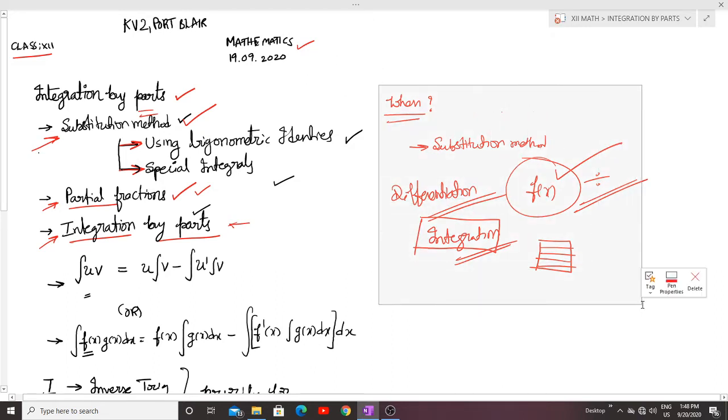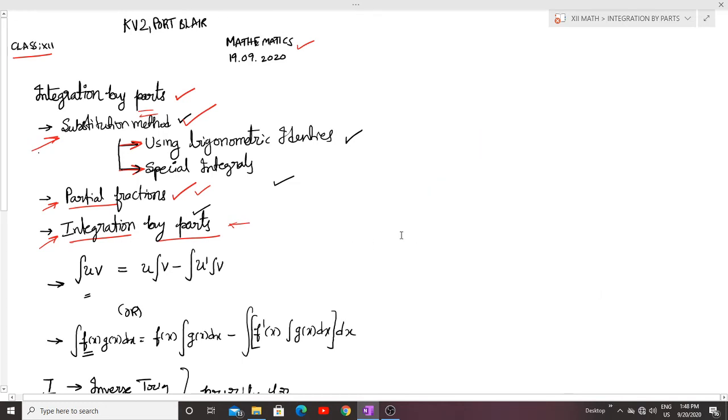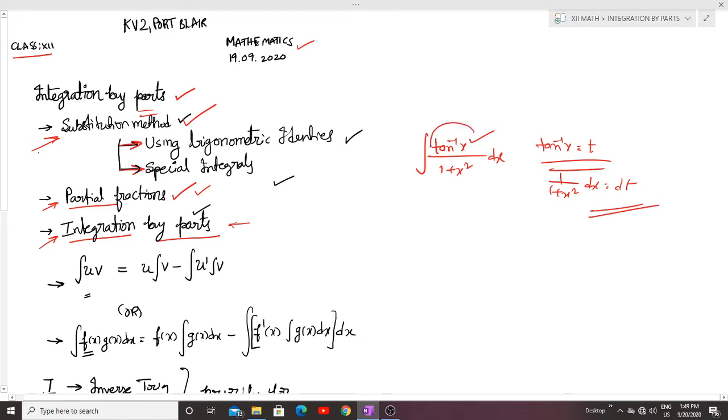Now let me enter into the concept. For example, if I give you tan inverse x by 1 plus x square into dx, I can use the substitution method here. I can take tan inverse x is equal to t, then 1 by 1 plus x square into dx is equal to dt. Substitution can be done here, because a part of the integrand can be taken as t in such a way that its derivative exists in the integrand.